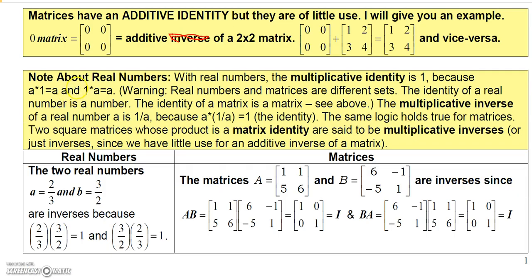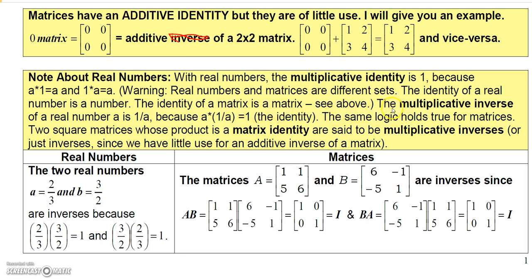Okay, just a quick note about real numbers. With real numbers, the multiplicative identity is just the number 1, because if you take a number and multiply it by 1, or you take 1 multiplied by a number, it always returns that number. Now, real numbers and matrices are not the same set. They're different sets. So the identity of a real number is a number, but the identity of a matrix is a matrix.